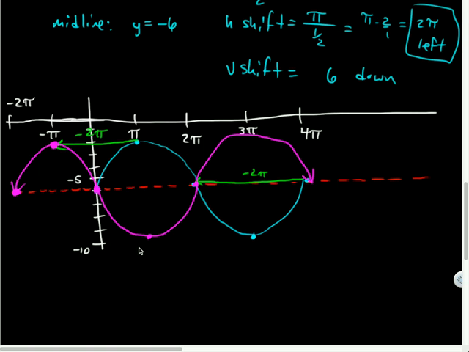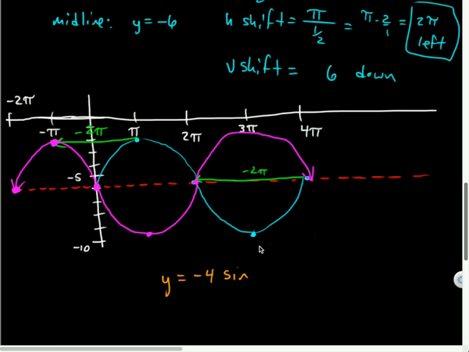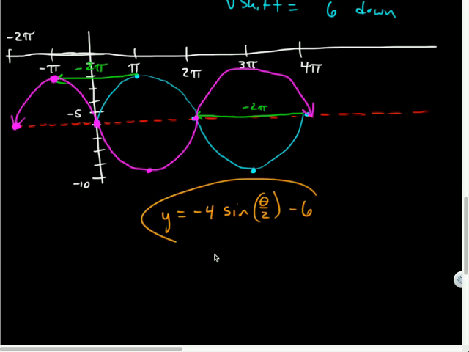But actually, I want to point out that my graph, alternate universe style, would have been the same as y equals -4 sine of theta over 2 minus 6. Why would this be true? Why is that the same graph? Because it'd be reversed. Check out our blue graph.